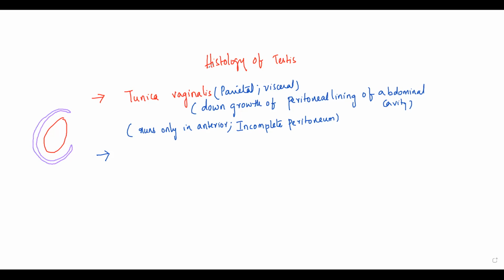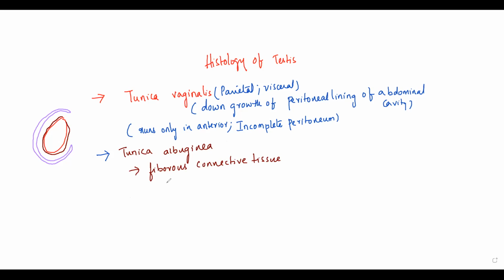The next layer we see here is the tunica albuginea, which is exactly covering up your testis. This is the actual covering on your testis, the tunica albuginea. This is a fibrous connective tissue.